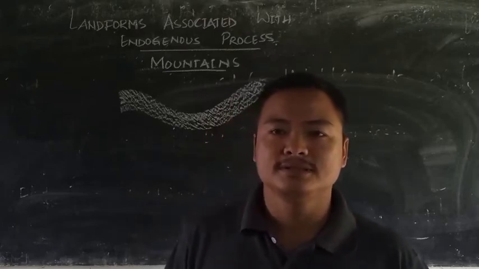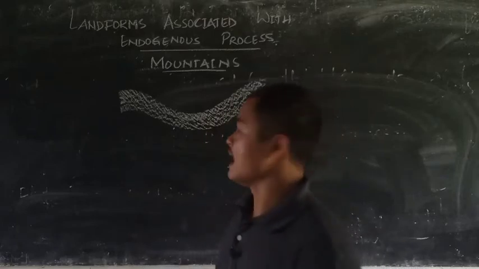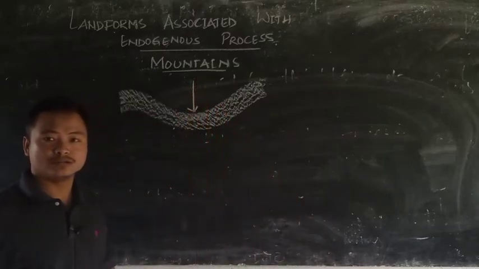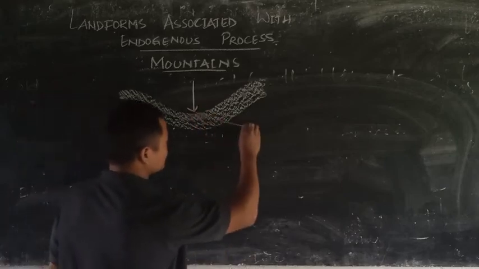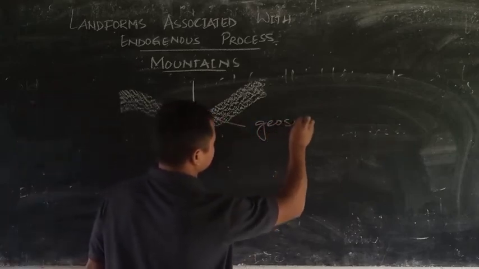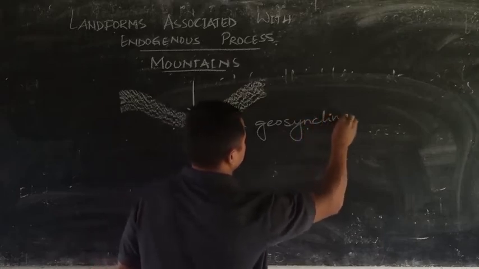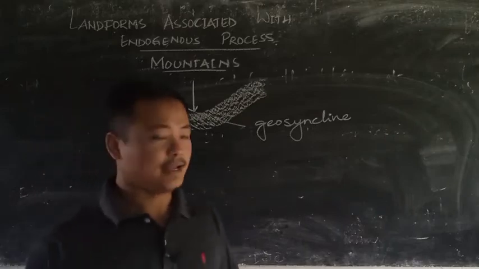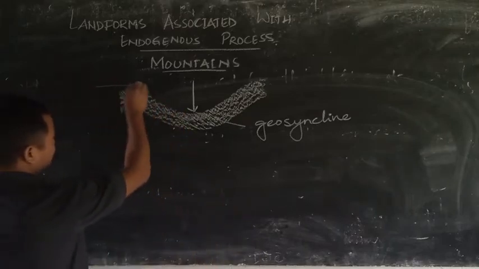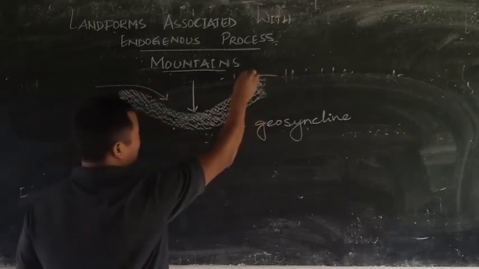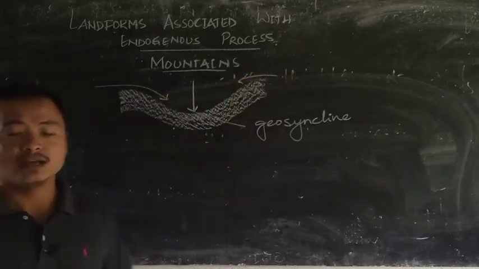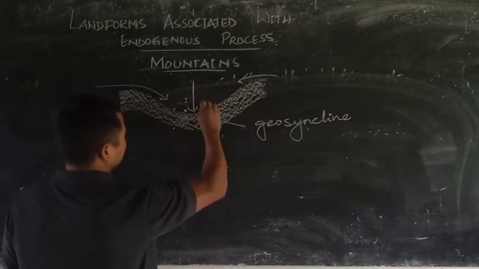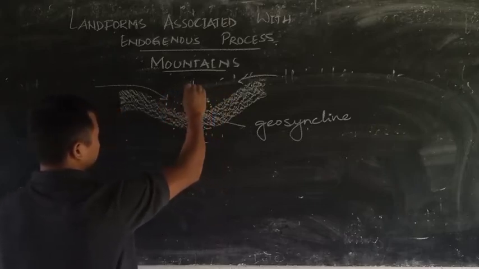It was believed that the Earth had a long, narrow, elongated, shallow surface, and this shallow surface was known as geosyncline. Geo means earth and syncline means depression. In this depression, from either of these elevated surfaces, sediments were brought and deposited. So a large amount of sediments were deposited here.